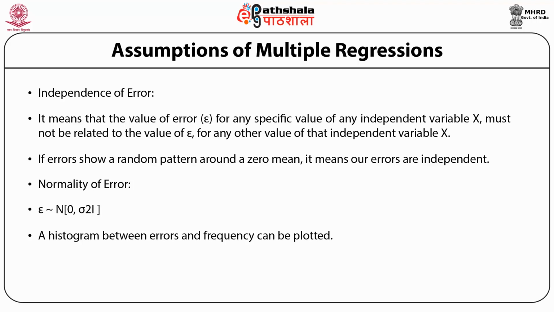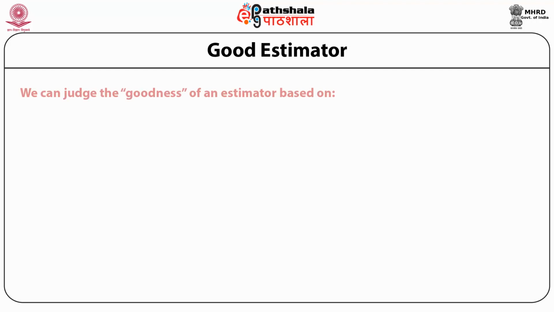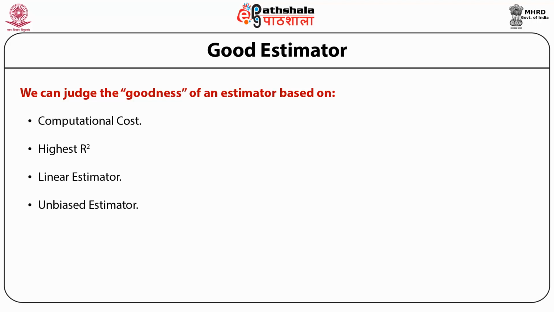the normality of error. So these four are the main assumptions of the multiple regression analysis, which are usually met using the residual analysis. So what are the properties of a good estimator in multiple regression analysis? It's almost similar to the simple regression analysis as we discussed in the previous module. Lower computational cost, highest coefficient of determination, linear estimator, unbiased estimator, minimum variance of the estimator.